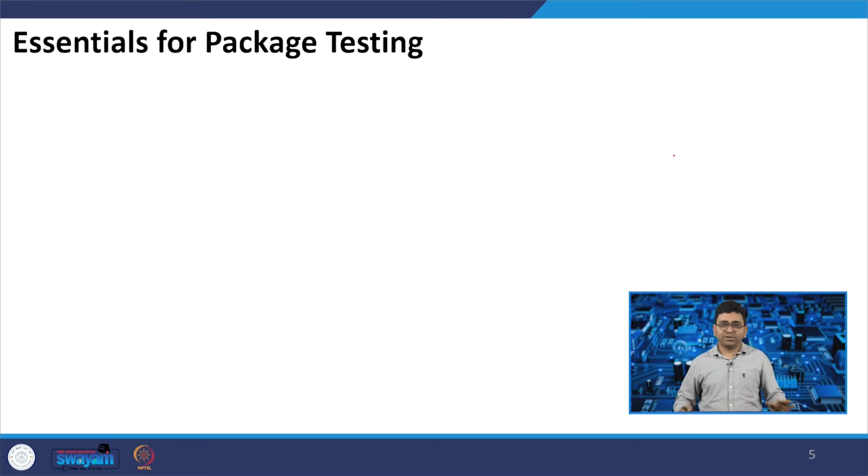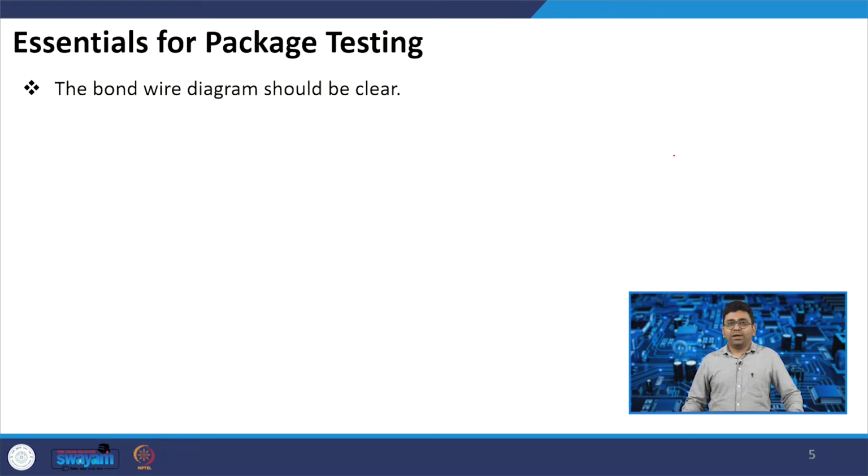Now, we go for a package. Now, we will discuss package testing. For package testing, you should know the bond wire diagram should be clear, because let us say when you have sent your die for fabrication, you have multiple pads on your chip. Now, all these pads that you have kept on chip, you need to provide a bond wire diagram to the packaging company who is going to make a package for you, and that bond wire diagram will tell which pad is connected to which pin number.